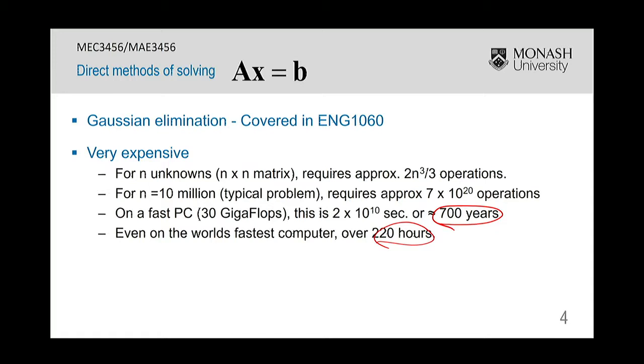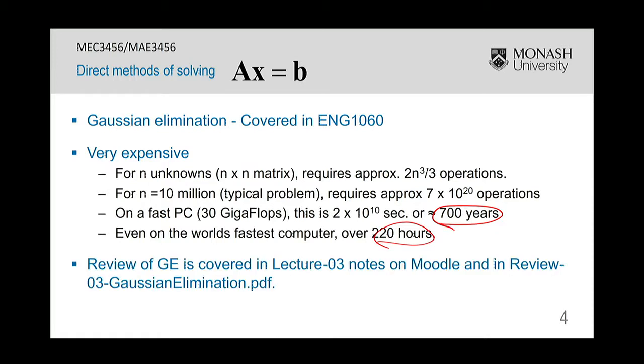So Gaussian elimination is not efficient. A review of Gaussian elimination is covered in the lecture 3 notes on Moodle, and also in the review 3 Gaussian elimination PDF. So I suggest you go back and have a look at that to refresh your memory. You might need to code it in a computer lab.